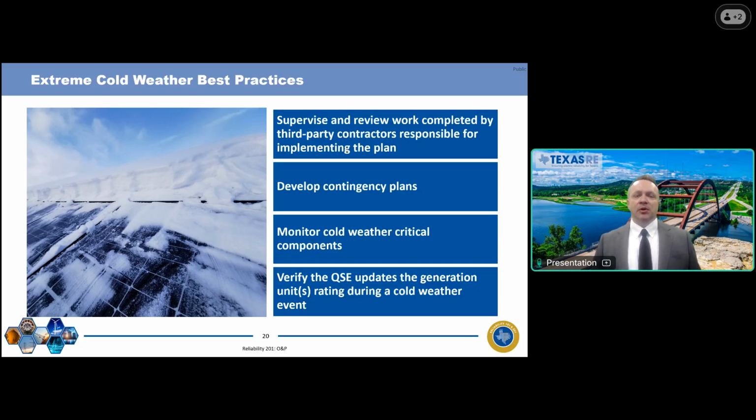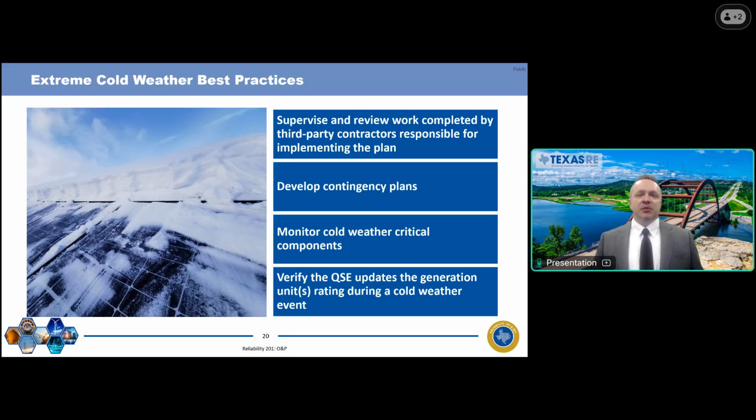Monitoring cold weather critical components. A best practice here is if you have a checklist and you're doing periodic walkdowns and you know a cold weather event is approaching or incoming, go ahead and increase those checklist walkdowns on your cold weather critical components. If you're in the middle of an event, maybe that increases your checks even more.